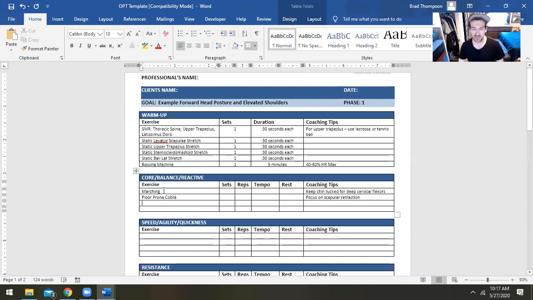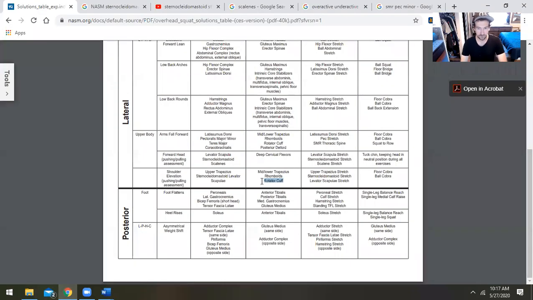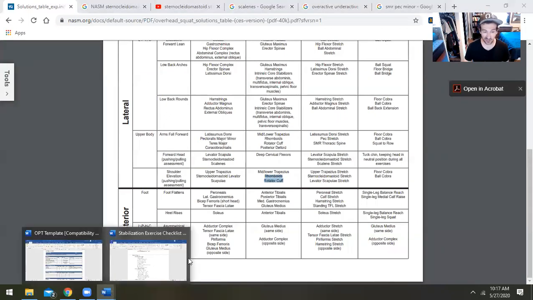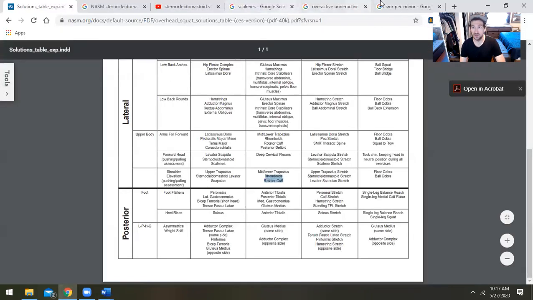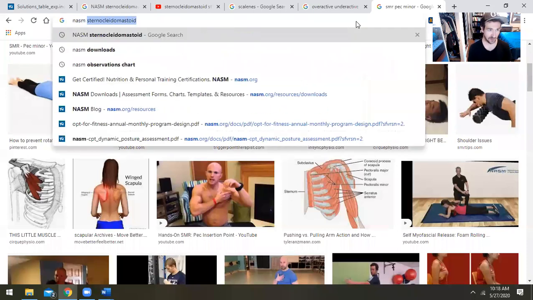Now, we also need to strengthen our rhomboids and rotator cuff muscles, right? Those are muscles that perform motions where we're pulling backwards like that. And we need a balance exercise here. We've got single leg balance, balance reach, throw and catch, single leg opposite arm and leg motion, and then single leg windmill. So your single leg windmill, if I can find that.